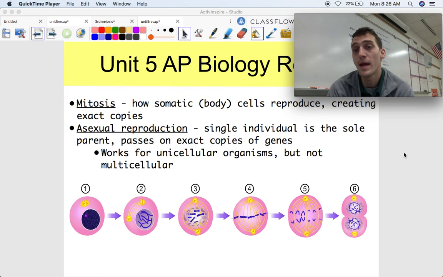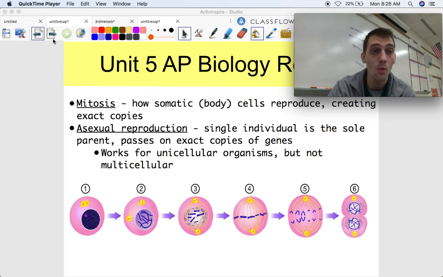Or even if you're like a bacterial cell, well, bacteria don't do mitosis, they do binary fission, but asexual reproduction works well for single-celled organisms. And that's when a single individual is the sole parent and passes on exact copies of the genes. And like I said, it works for unicellular organisms, but not multicellular.